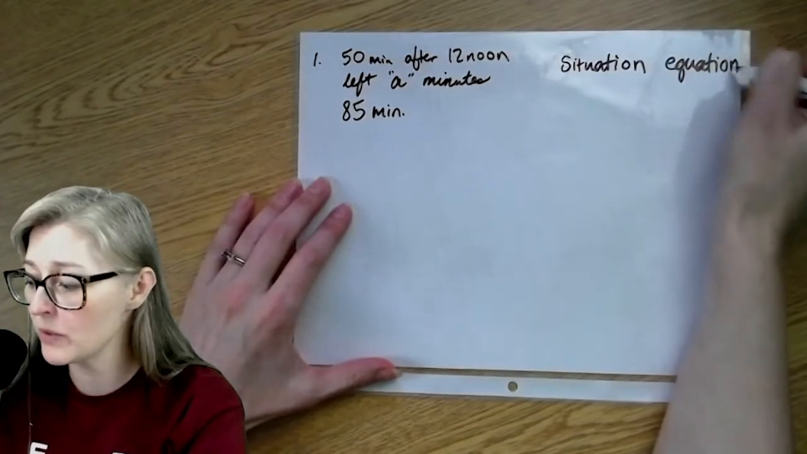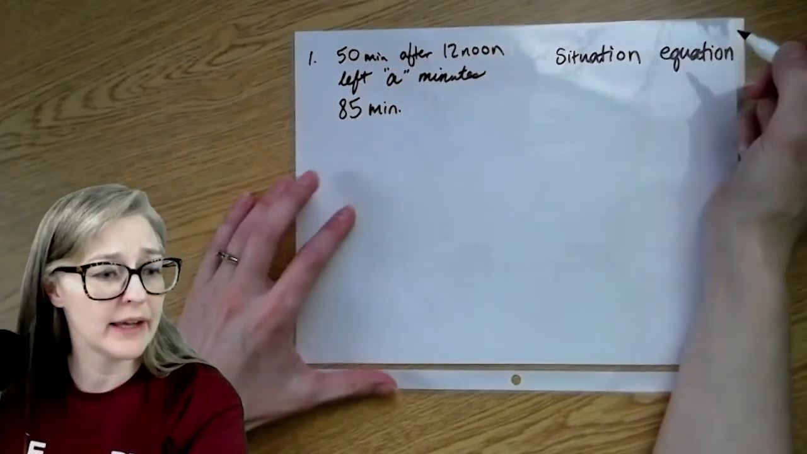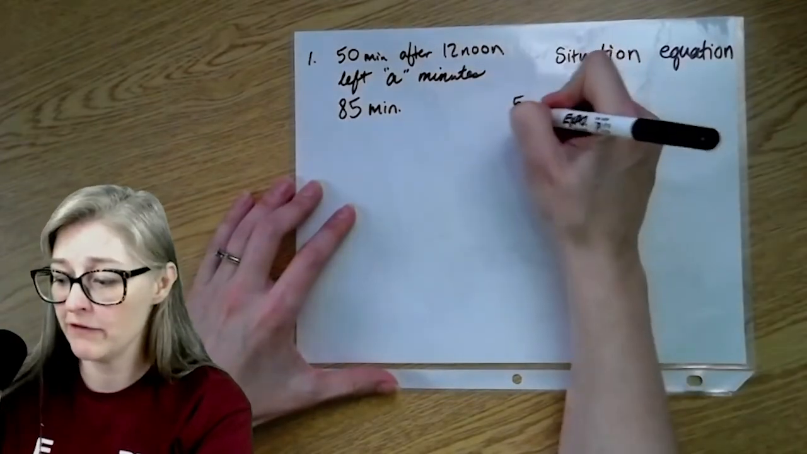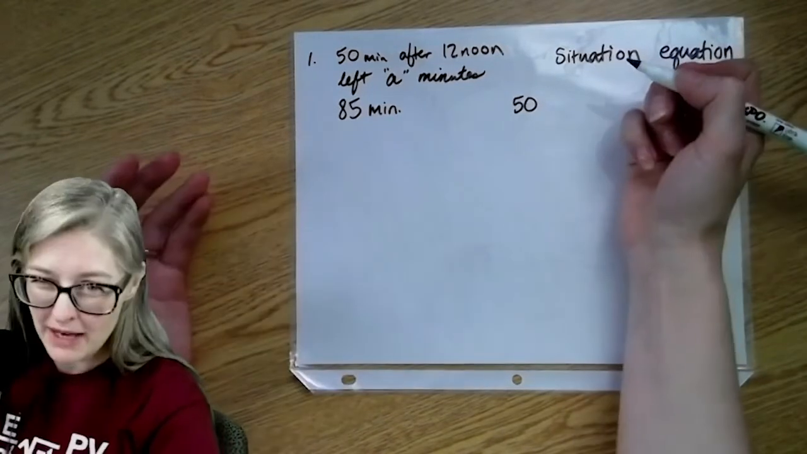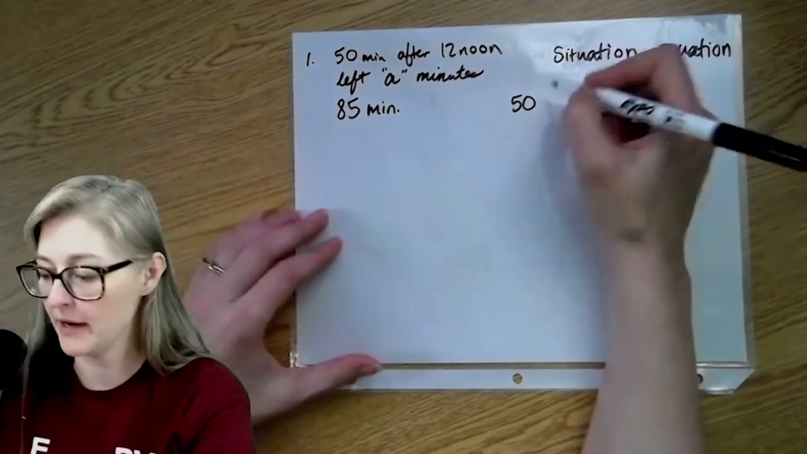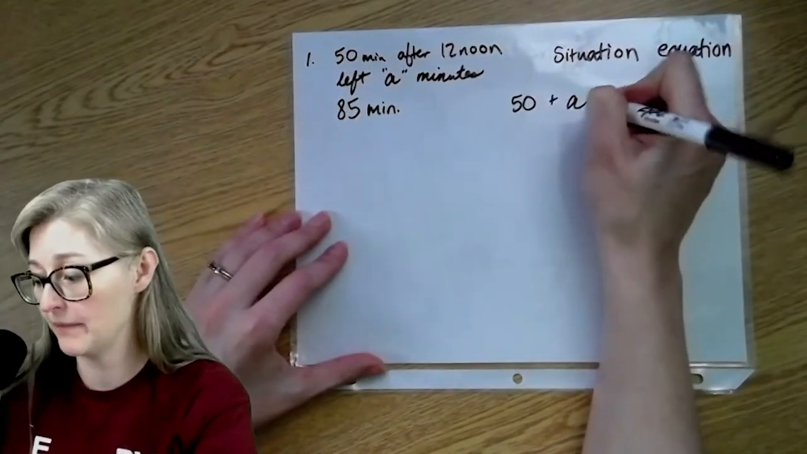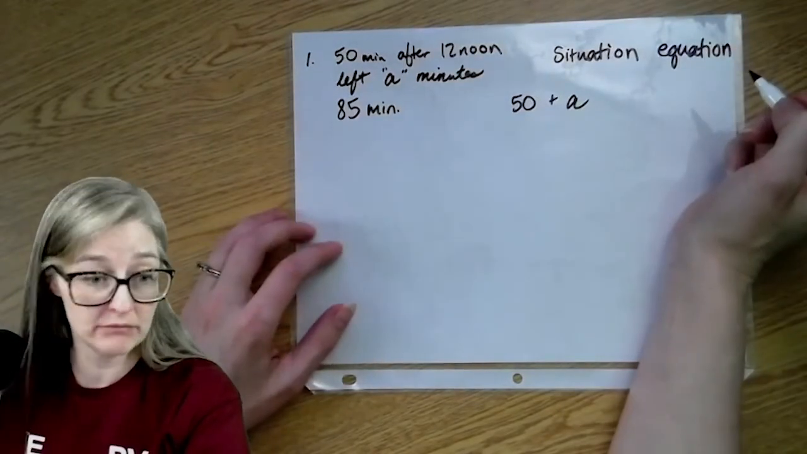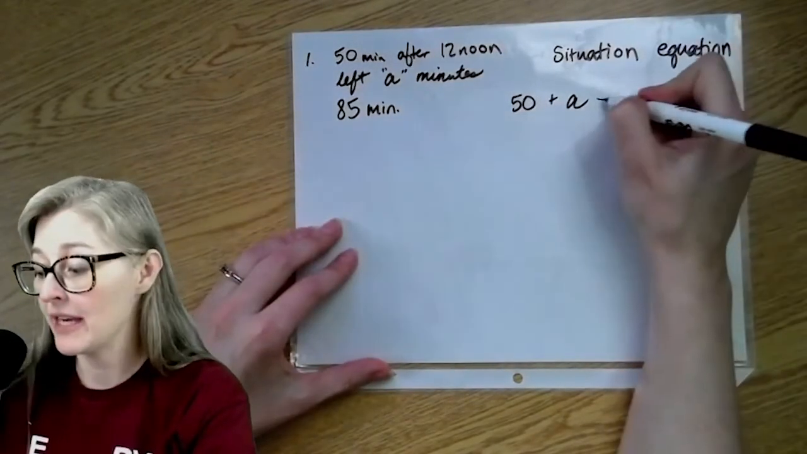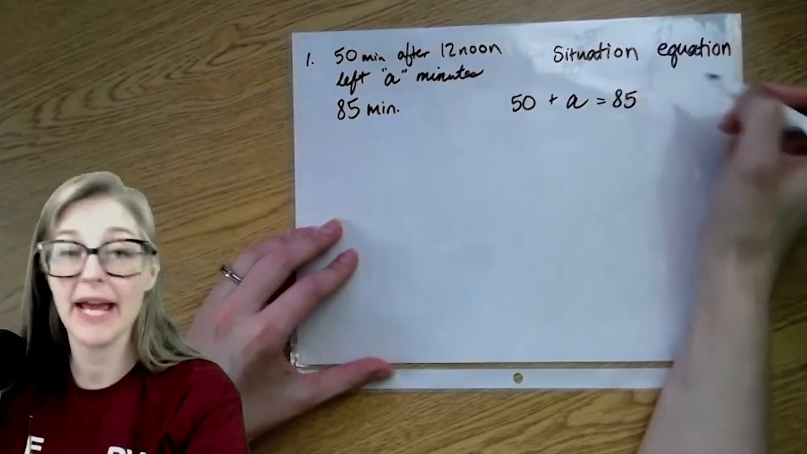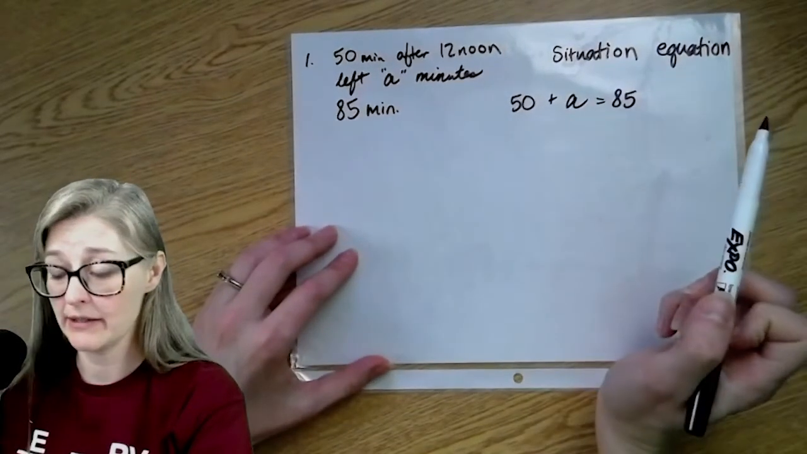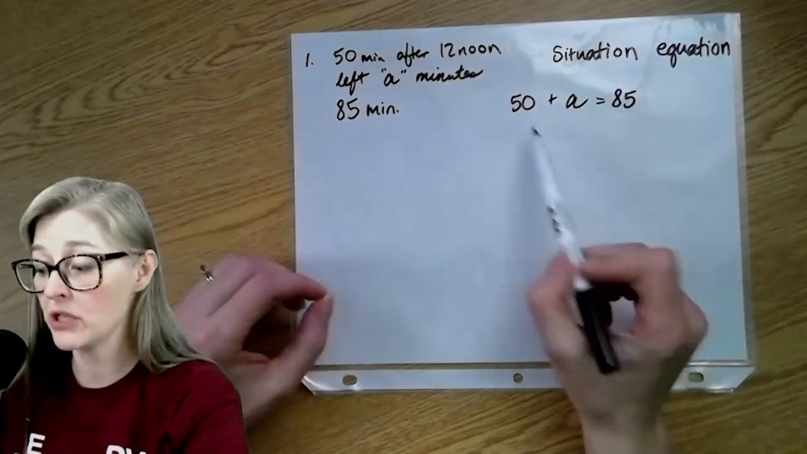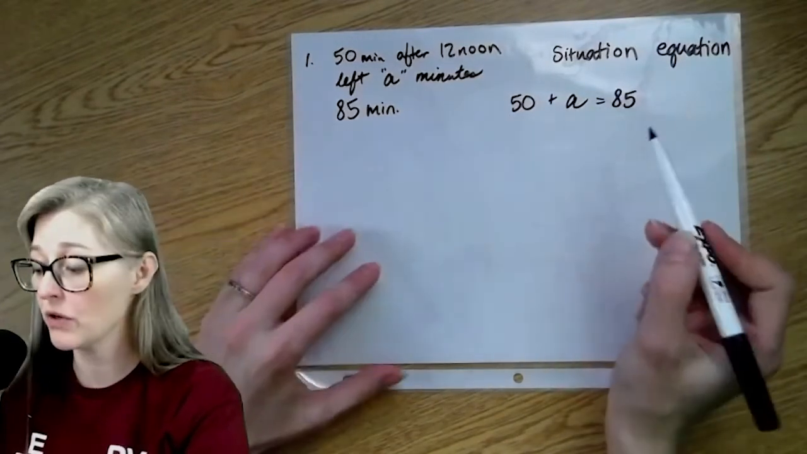In this situation, it was scheduled to leave 50 minutes after noon, but they had some kind of delay. They had to add on some time here. I don't know what that is yet. They added on some A. And in the end, that ends up equaling 85. So I've got to isolate this, and I think this situation equation makes it pretty easy to go through.